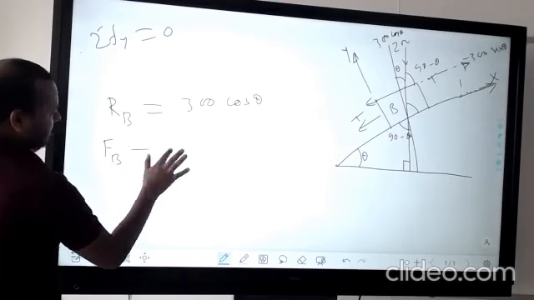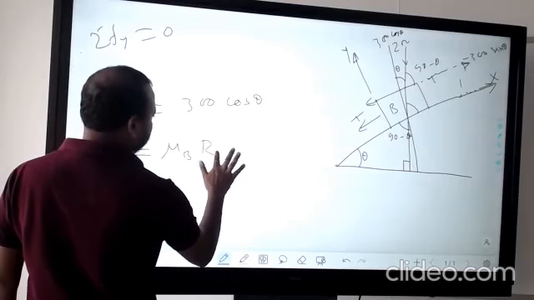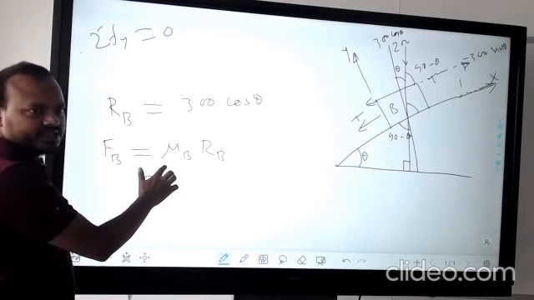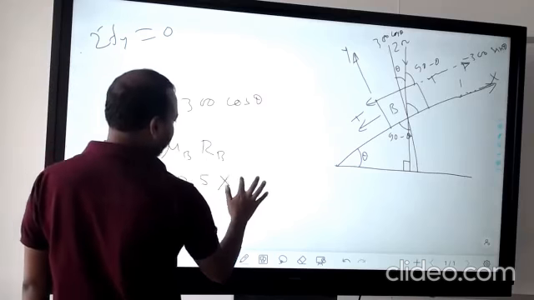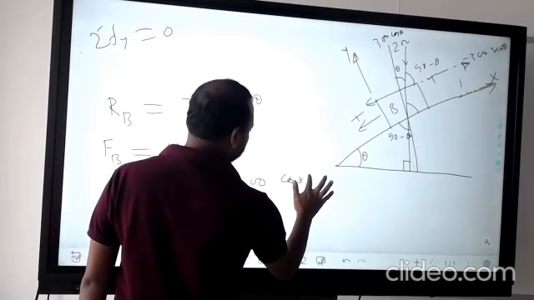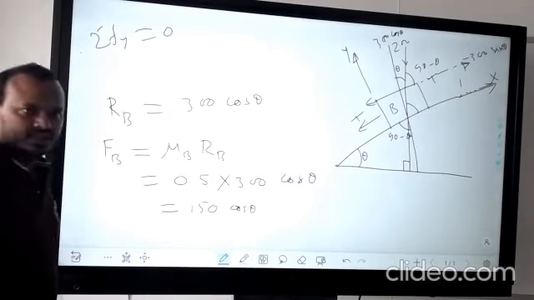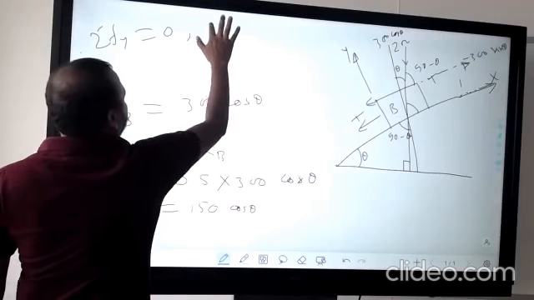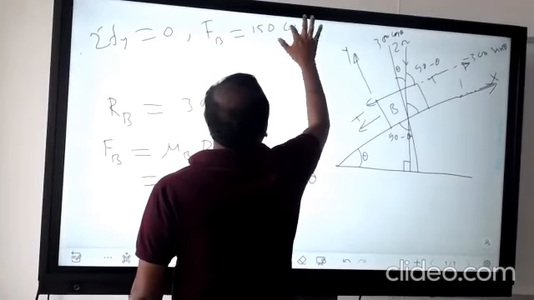Let's say FB is equal to mu B into RB. So mu B into RB, same way as we have done in block A. Direction will change. So that is given mu B. How is that value? 0.5 multiplied by 300 cos theta. So this is 150 cos theta. Clear? So this is FB. From this we obtain FB is equal to 150 cos theta.